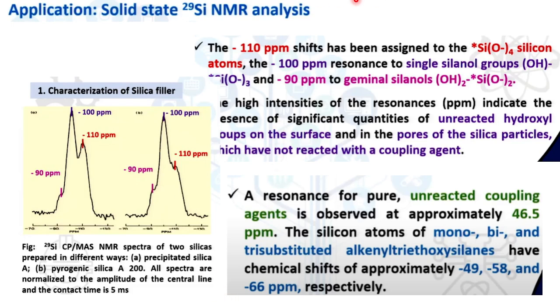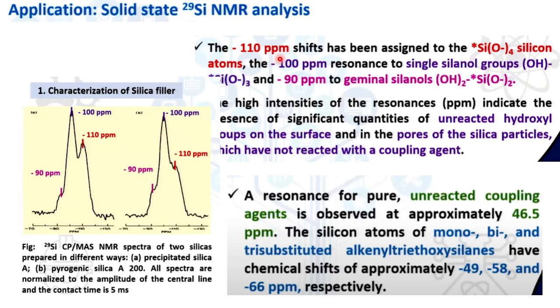The application part of 29Si NMR is in solid state NMR, and this is very important. For example, we know that there are different clay materials or silica used in the tire industry or other polymeric industry. There are mainly two different types of silica material used as a filler. One is the precipitated silica, one is the pyrogenic silica. Pyrogenic silica is actually processed at a little bit higher temperature as compared to your precipitated silica.